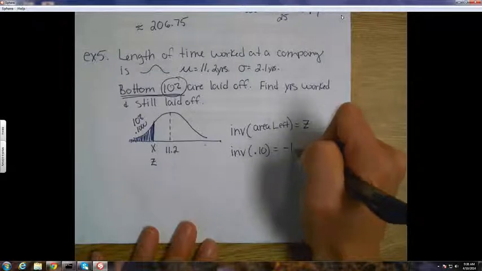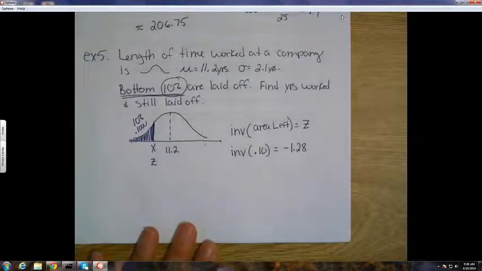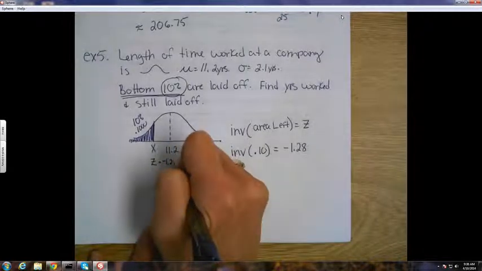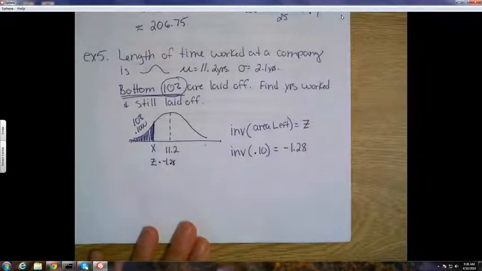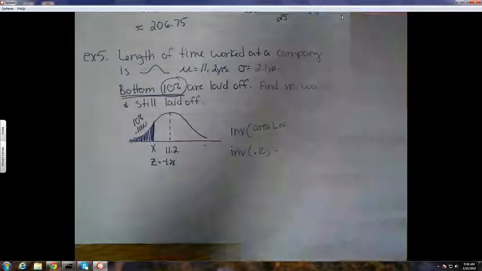Negative 1.28. So a little over 1 standard deviation below the mean. So if I got the z-score of negative 1.28, how do I kick that back into an x value? Negative 1.28 equals... Yeah, we've got that z equals formula. We're working that one backwards. I gave it to you rearranged two days ago. Oh yeah, but it's the z-score formula rearranged.